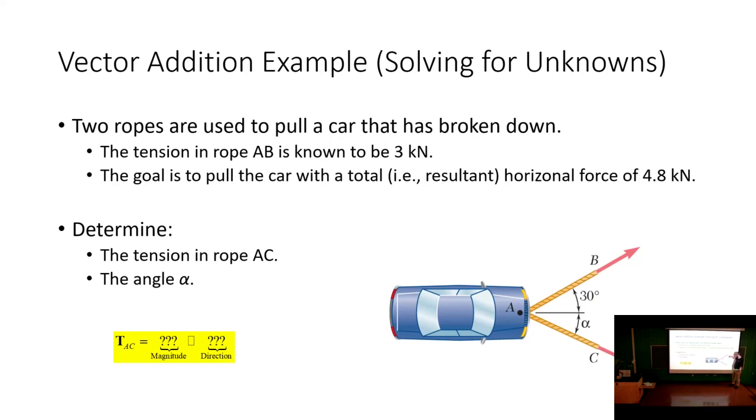I've got 3 kilonewtons being pulled at an angle of 30 degrees. Would you agree that if I pulled with 3 kilonewtons at an angle of 30 degrees this way, the net resultant force would be horizontal? Right? It'd be symmetric. The problem is it might not be enough because I need 4.8 kilonewtons. That's how much I need to get the car to start moving. So I need to figure out what the magnitude and the orientation is, not just to get a horizontal resultant, but a horizontal resultant with that given angle.